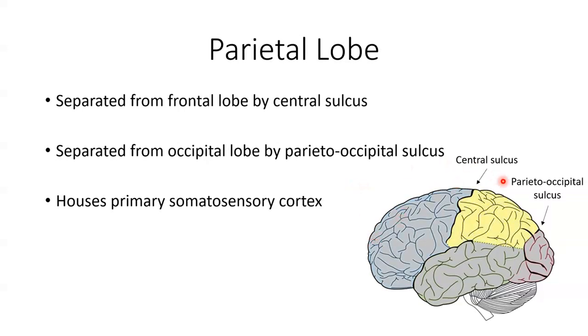Moving posteriorly, here is our parietal lobe. As I said, it's separated from our frontal lobe by our central sulcus and from our occipital lobe by the parieto-occipital sulcus. In the post-central gyrus, so the fold or the ridge just posterior to the central sulcus, is our primary somatosensory cortex. Again, we will look at this in more detail in future, but this region receives all of the somatic sensory information of the whole body.